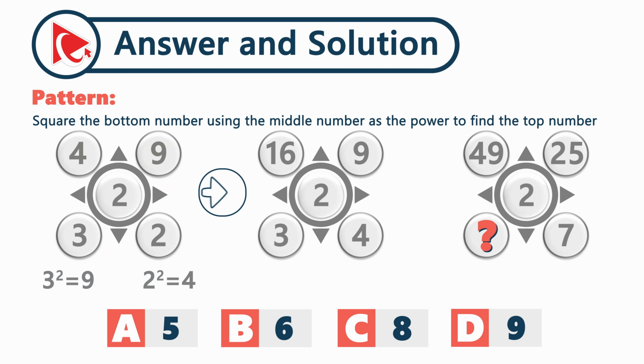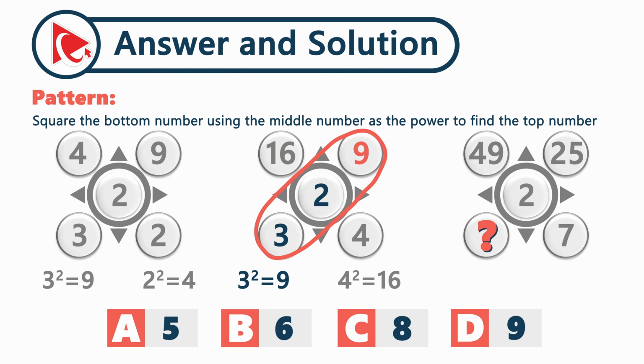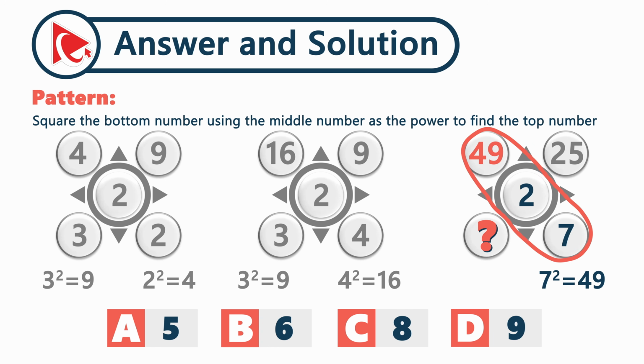Let's look at the second shape to confirm our hypothesis. 4 in power of 2 equals 16. And we already know what 3 in power of 2 is, right? It's 9. Let's switch to the third shape to continue. 7 in power of 2 equals 49.